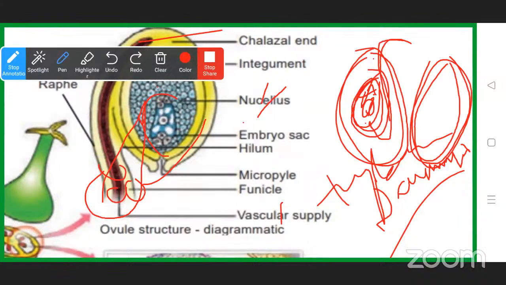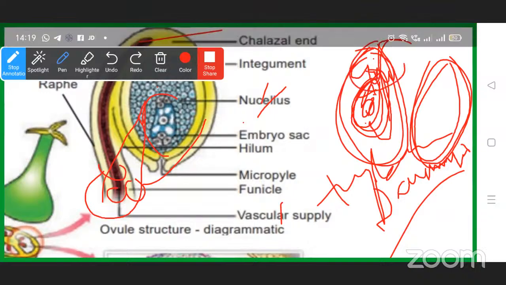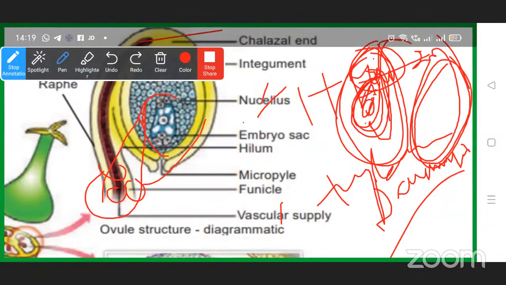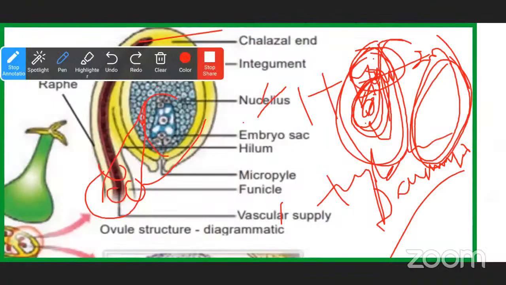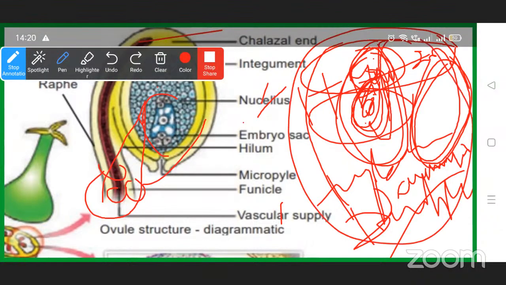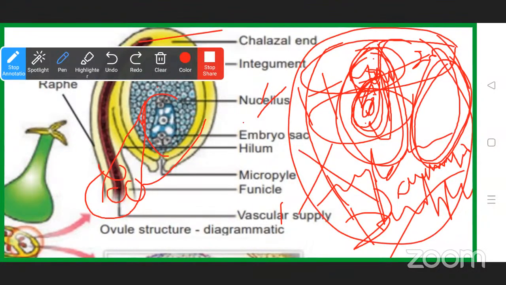Okay, the first fusion is the fusion of the male gamete with the egg cell of the egg apparatus at the chalazal end. Fusion of 1 plus 1 gives 2n. Syngamy. That syngamy is the actual fertilization. And the second one is the triple fusion. These two are commonly called double fertilization. Double fertilization takes place only in angiosperms. Double fertilization will not take place in gymnosperms.